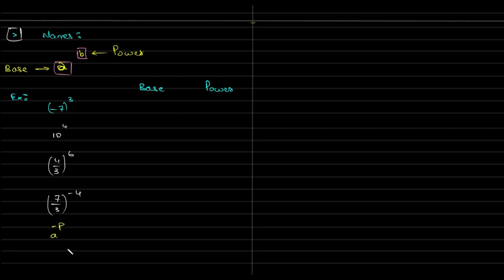I will show you a few examples wherein we'll discuss what is the base and its respective power. Here the base is negative 7 and the power is 3. Here the base is 10 and the power is 4. Here the base is 6 and the power is 4 by 3. No, right? The base is 4 by 3 and the power is 6. And the next one, the base is 7 by 3 and the power is negative 4.